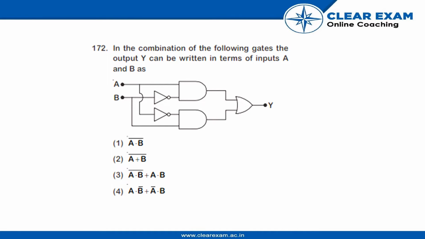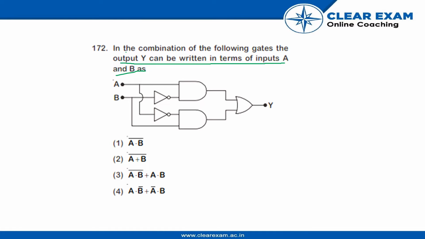It is given that in the combination of the following gates, the output Y can be written in terms of inputs A and B as. So we have to find the output in terms of A and B. First we will see that here A is passed through the AND gate, and here B is passed to the NOR gate.